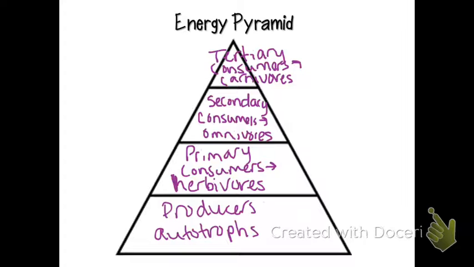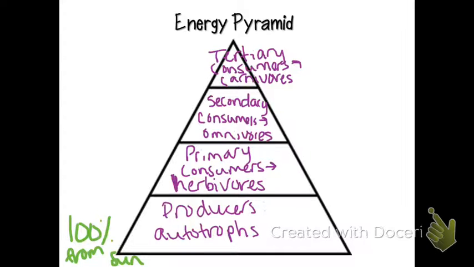Okay, so producers at the bottom, they get 100% of the energy available to them, okay? Where is this energy coming from? Energy is coming from the sun. Okay, so our sun is our main source of energy for everything that's living on Earth. So producers have 100% of the energy available from the sun.